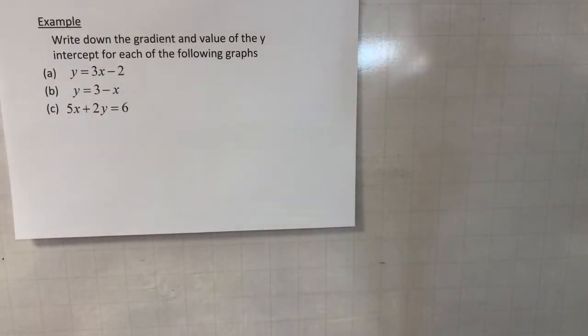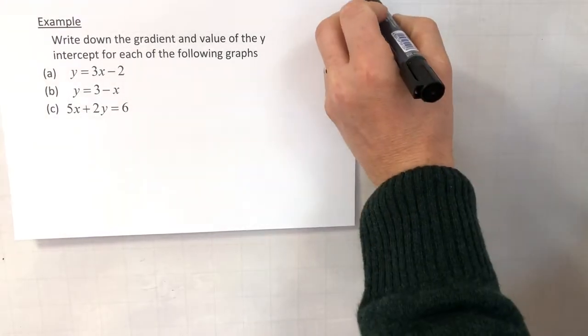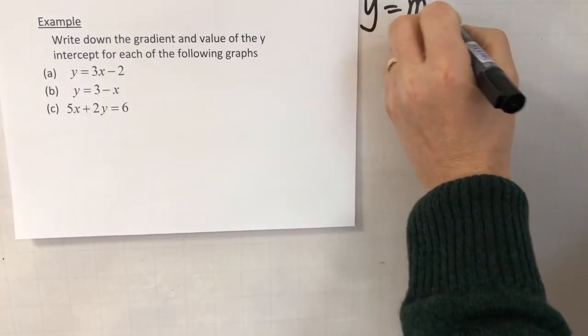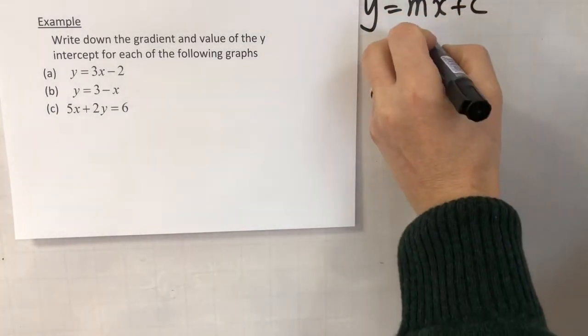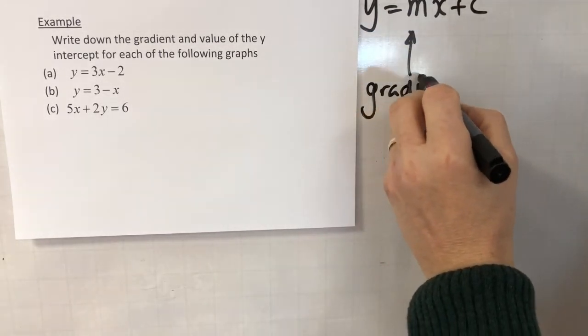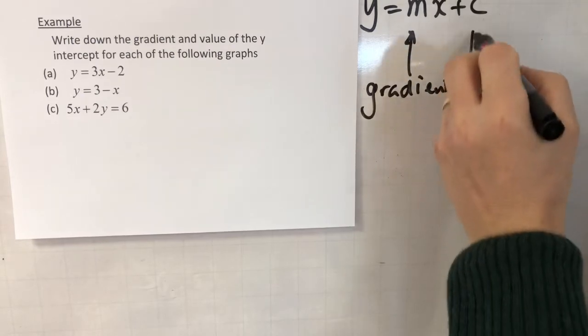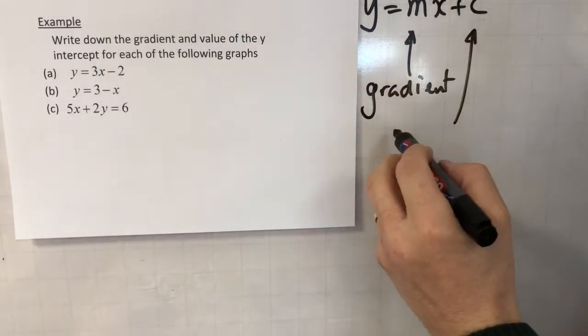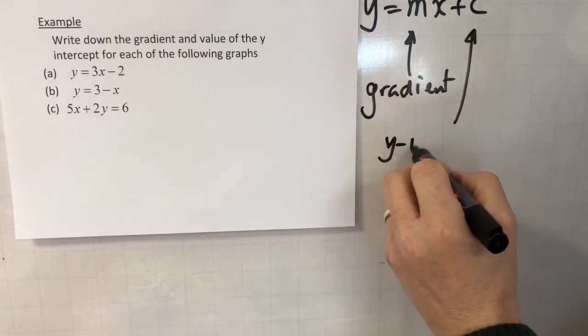Now, throughout your GCSE days, you will be taught that the equation of a straight line is y equals mx plus c. As I've used in previous examples, m stands for the gradient of the line, and the value of c is the y-intercept.